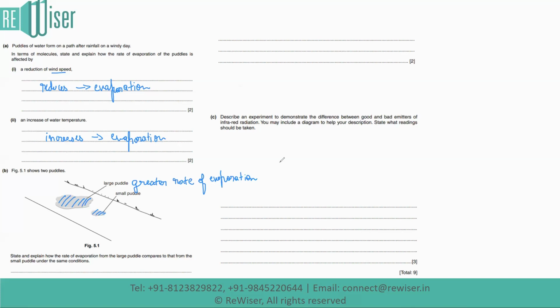Moving on, describe an experiment to demonstrate the difference between the good and bad emitters of infrared radiation. You may include a diagram to help your description. State what readings should be taken. Now, we can take a very simple experiment to demonstrate the difference between good and bad emitters of infrared radiation. We can take two different infrared emitters, in fact, which have comparable rates of emission of infrared radiation.